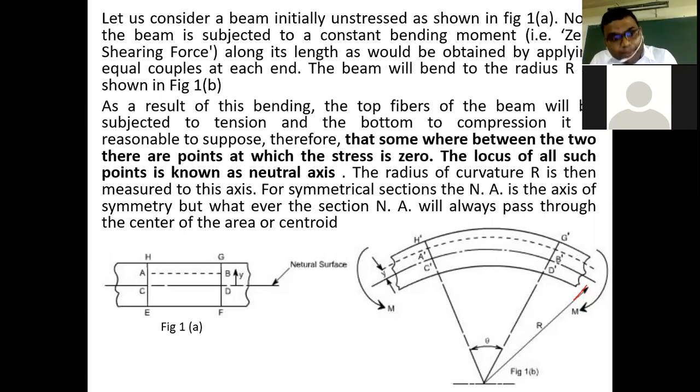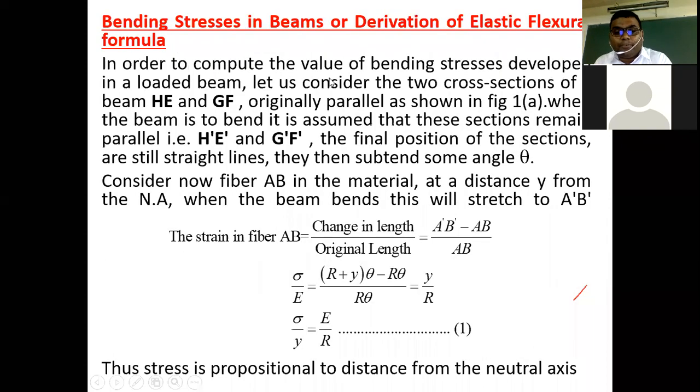So this AB will be R theta. This comes from that concept, so we just write down here R theta and solve it. So it becomes sigma upon Y, and you can rewrite it as sigma upon Y equals E by R. This is equation number 1. So we can also say that the stress is proportional to the distance from the neutral axis.